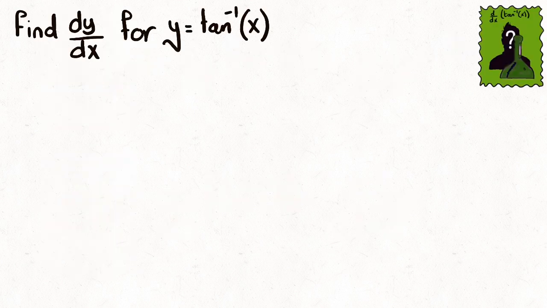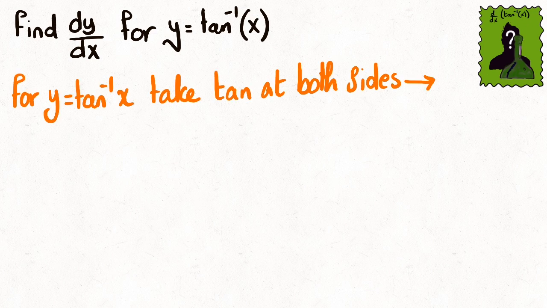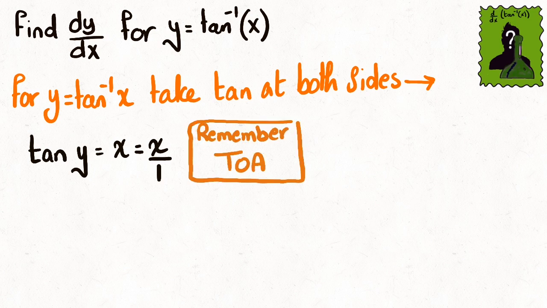This part we're gonna find dy by dx for y equal tan inverse x. And again, we take tan at both sides. Thus we end up having tan y equal x over 1. I'm gonna change the style of differentiating this time. I will say tan reminds me of the word TOA, and it is opposite divided by adjacent.